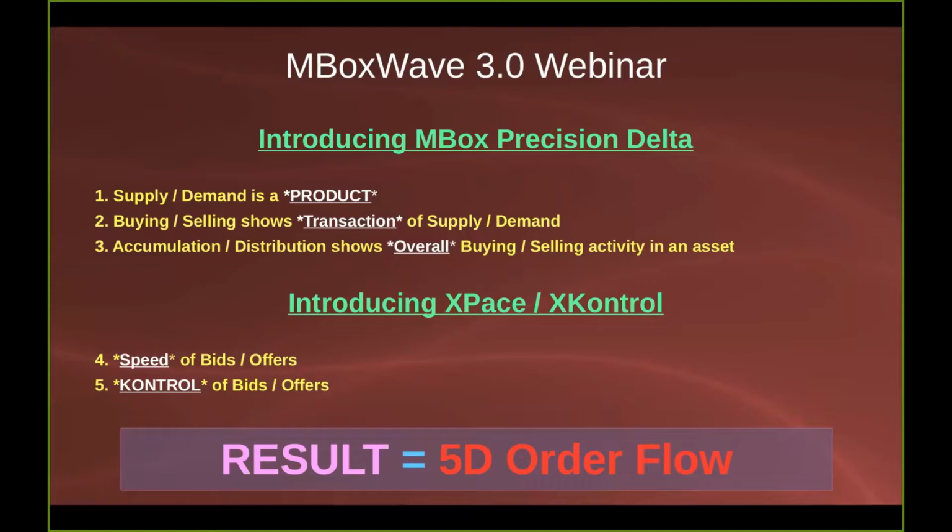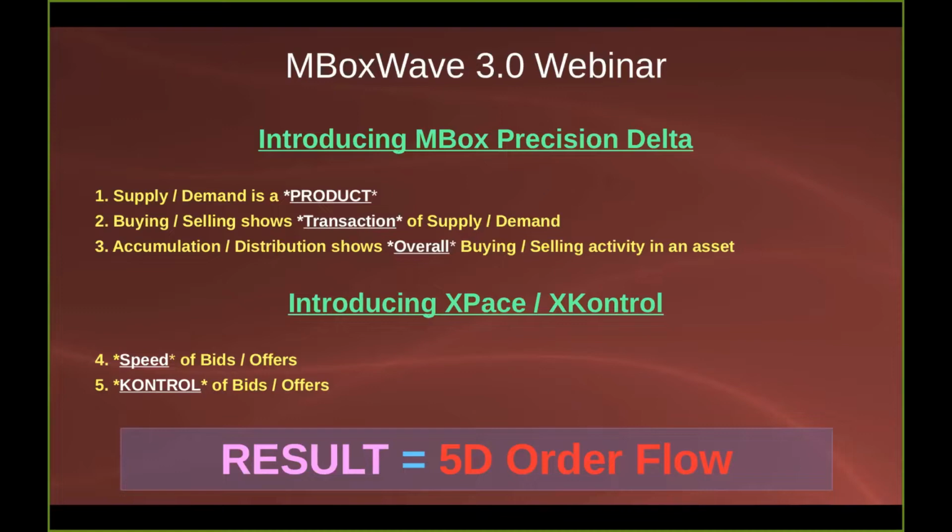Because there's actually 5 points of the structure that the indicators provide. With the MBox Precision Delta, the 3 points: the first is supply and demand is a product. I believe I'm the first one to say this. Buying and selling, point number 2, shows transaction of that product. It shows transaction of the supply or demand. So in other words, demand needs to be bought, supply needs to be sold. That means there's interest in that product.